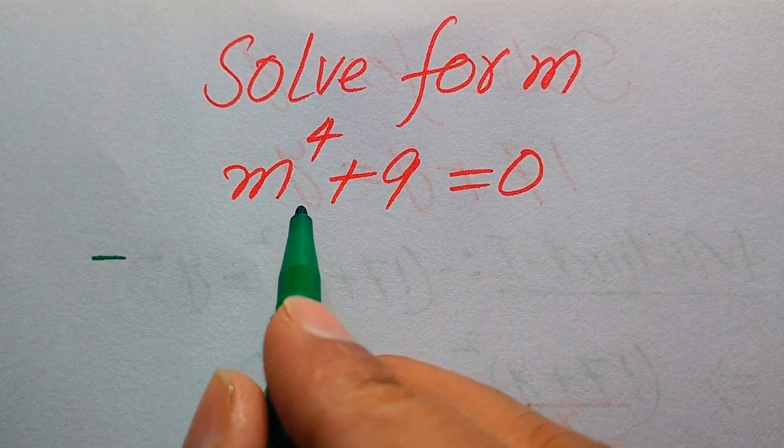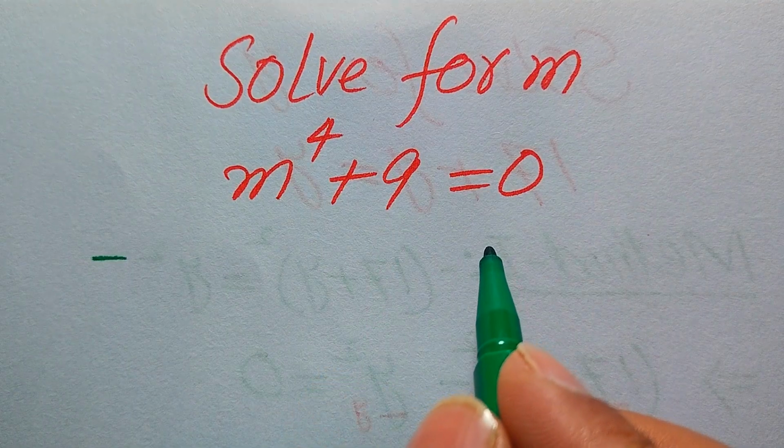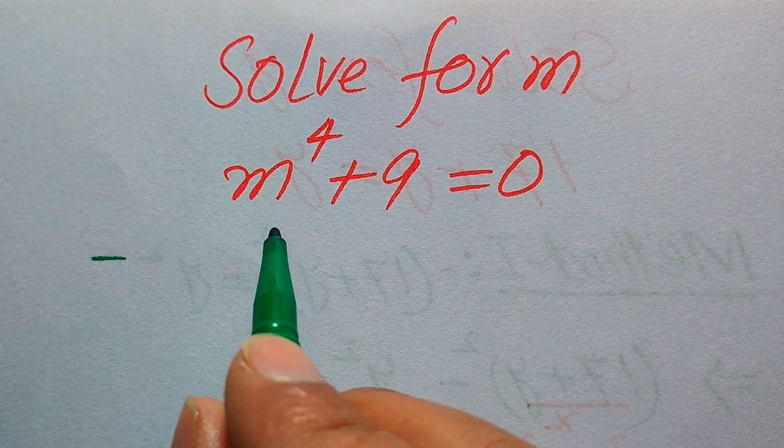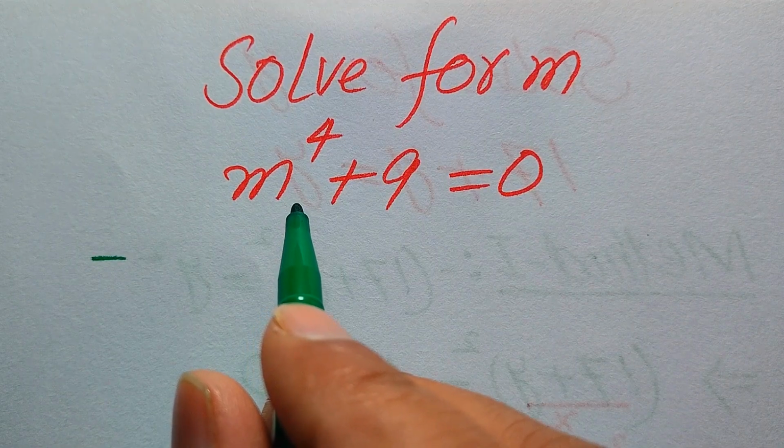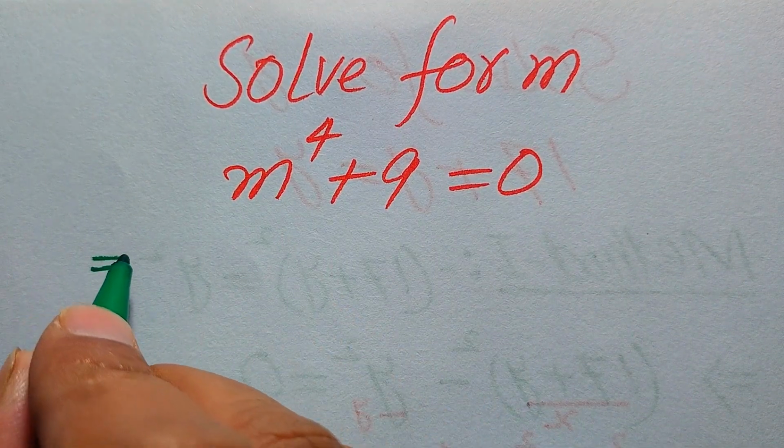So here we have m to the power of 4 plus 9 is equal to 0, and you see that the highest exponent of m is 4. It means that this equation has 4 roots. We need to find all those 4 roots of this equation.